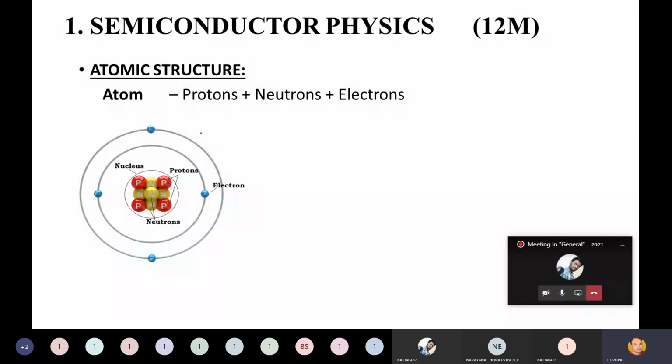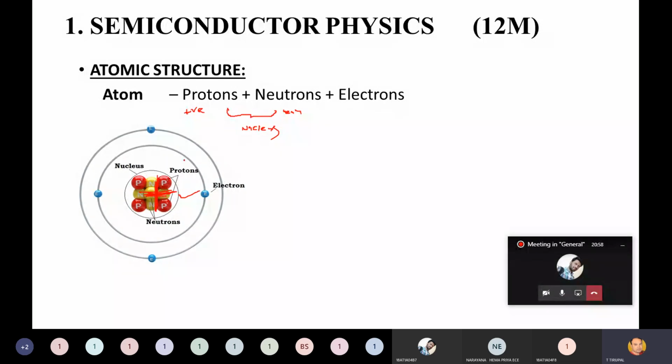An atom is a combination of nucleus plus electrons. Electrons are revolving around the nucleus, and the nucleus is a combination of protons plus neutrons. A proton is a positively charged particle, and a neutron is neutral. Therefore, if you add protons to neutrons, it becomes a positively charged particle. So the nucleus is always a positively charged particle, and electrons are revolving around the nucleus.